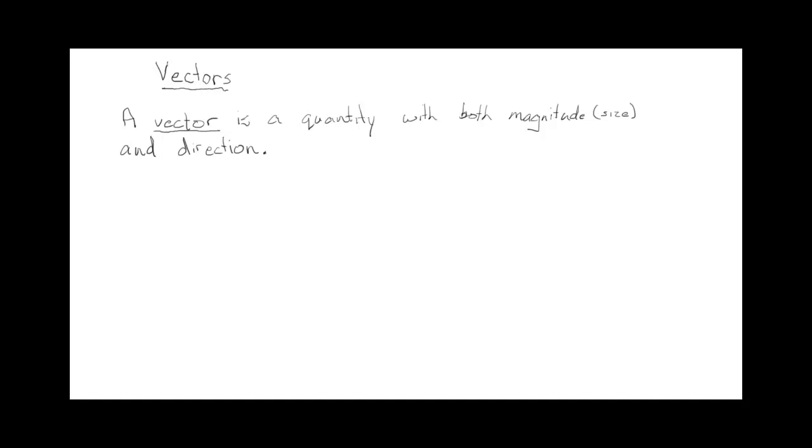A scalar doesn't have direction. A scalar only has magnitude. So these you could think of like just regular numbers. If I was just talking about a regular number, I'd be talking about a scalar. Like just a real number, five. That doesn't have direction. It's just a number.